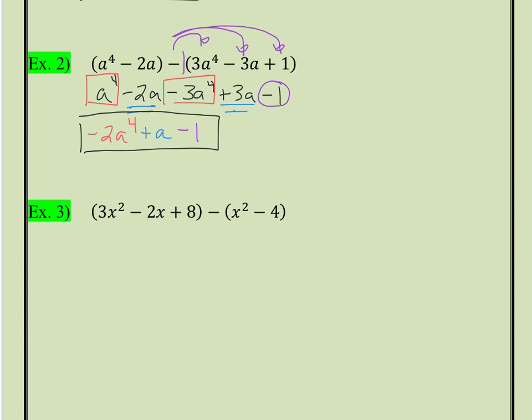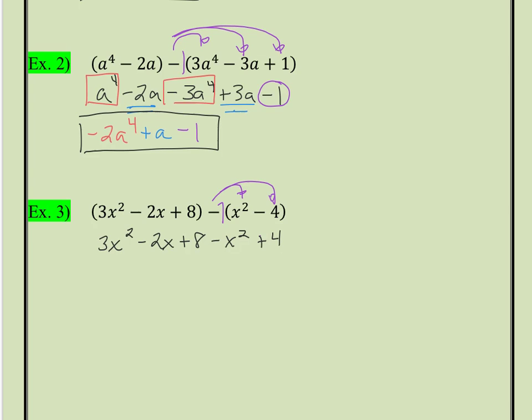And let's look at our final problem. So again here, this is going to stay the same, but I'm going to take this -1, which is really a -1 in here, and I'm going to distribute it to everything that's in parentheses by multiplying. So the first parenthesis stays the same, but the second parenthesis becomes a -1 times an x squared gives me a -x squared, and then a -1 times a -4 gives me a +4.